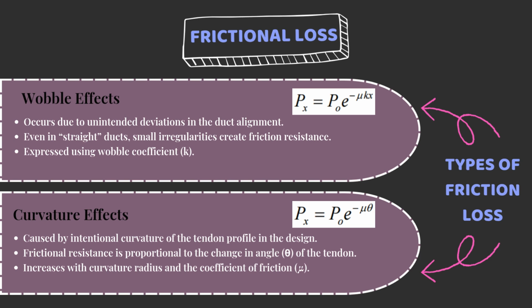The second one is the curvature effect, which occurs in tendons that are intentionally curved to provide an upward balancing moment. Friction here is proportional to the angle of curvature, represented by theta, and depends on the coefficient of friction mu. To minimize this loss, engineers often stress the tendons from both ends or apply a slightly higher jacking force at one end to compensate for the reduction.